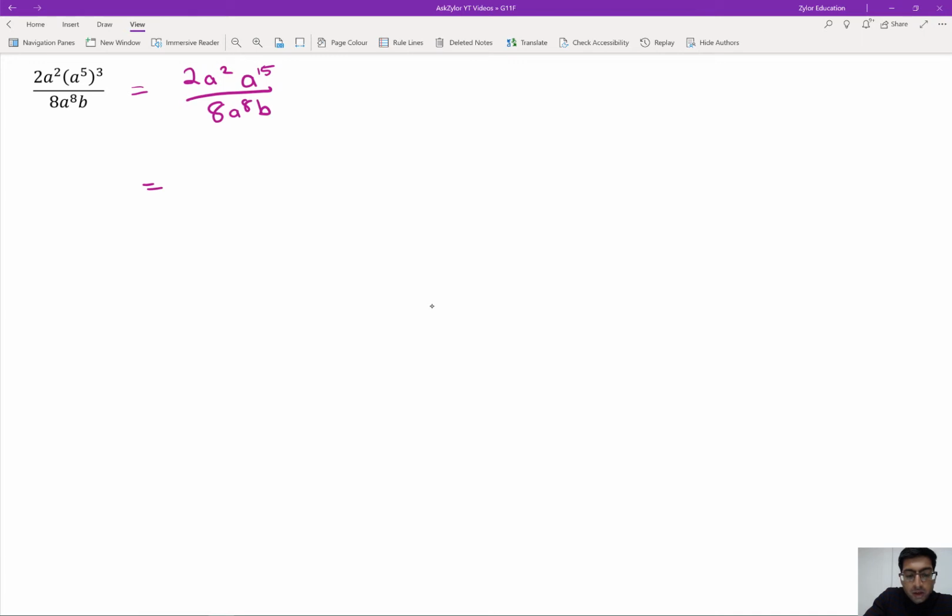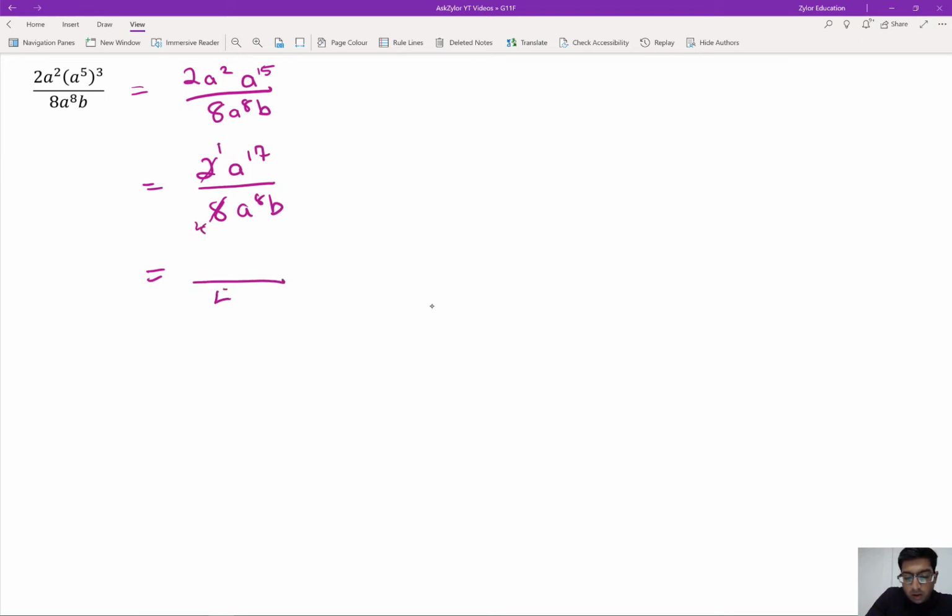Now in the numerator, I can still do a little bit more. So a squared times a to the 15, we know we can write that as a to the power of 17. So you just add those exponents because we're multiplying. And we are left with the same denominator. And now we can simplify the numerator with the denominator. So 2 and 8, we can simplify that. Think of that as a fraction. So if you wanted to simplify that, we're going to divide the top and bottom by 2. So in the numerator, we'd have a 1, and in the denominator, we'd have a 4.